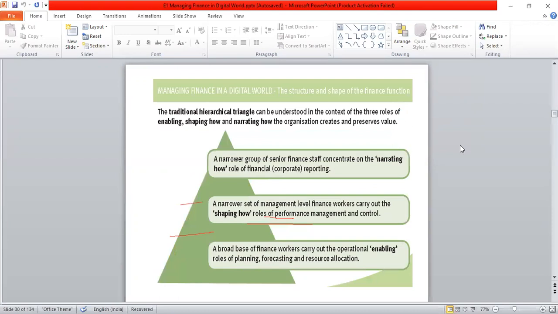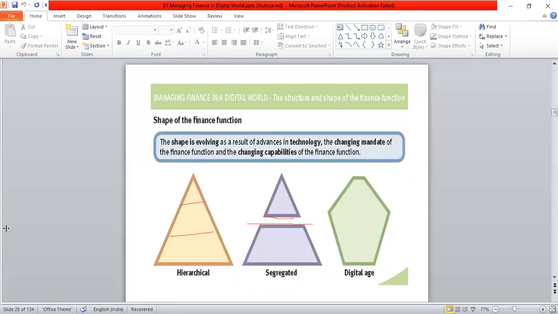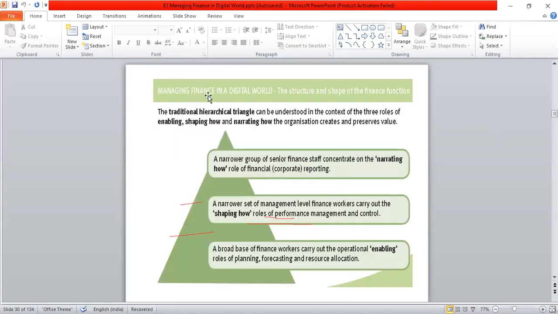We'll come back to this one because there's one more figure which is present there. We have to understand that. So the initial shape of the hierarchy, that is the pyramid shape of hierarchy, the traditional hierarchical triangle can be understood in the context of three roles of enabling, shaping, and narrating how. So we have understood about that. Narrating how is the role of the top management. They take care of the reporting part of it.